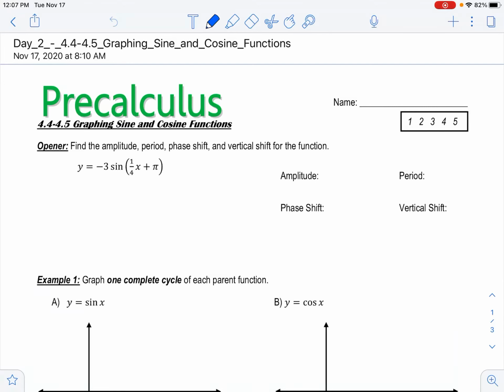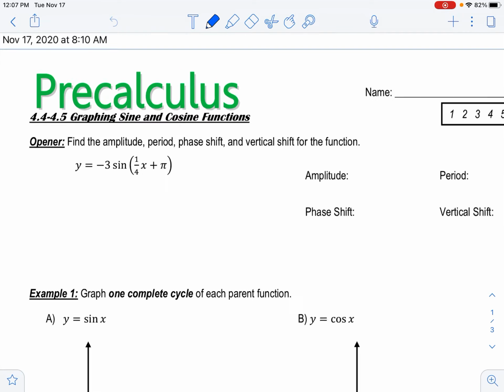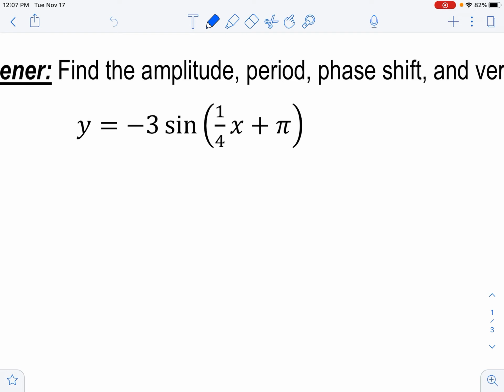All right, so these notes are on graphing sine and cosine functions. So now we're actually going to put the information that we learned in the previous notes onto graph paper. But before we start that, let's start with the warm-up. Go ahead and pause your video and find the amplitude, phase shift, period, and vertical shift for this sine function.